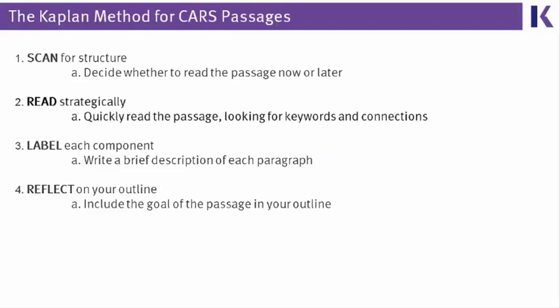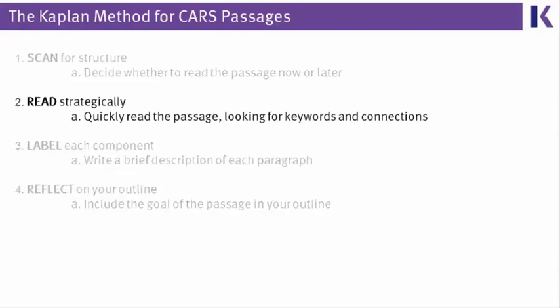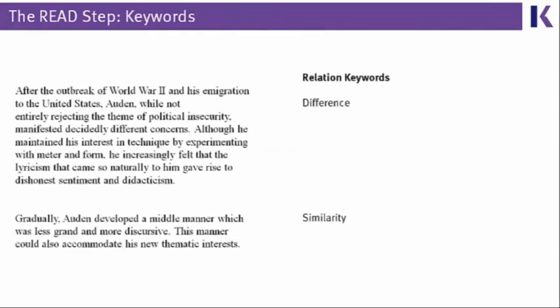Now we're going to take a look at the read step of the Kaplan method and how to use it to get you points on test day. You want to get through the passages quickly and efficiently while still getting in your head the main idea of the passages. So a great way to do that is using keywords. Keywords are found all over the passages and you use them to find the most important parts of the passages. You find the most important parts of the passages because those are what the questions are about.